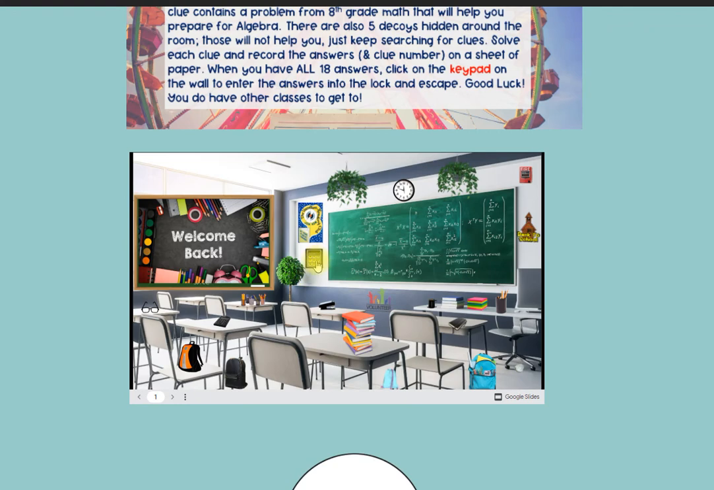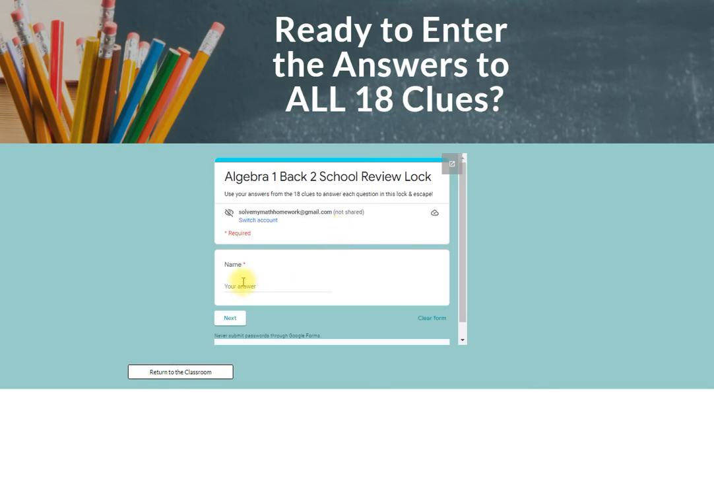When they have all 18 clues solved and written down, they're going to click on the keypad. That is going to be the lock. They need to put their name there, have them put their first and last name so that it's easier to sort later. And then they're going to enter all of their answers into the lock. If they come to the lock and they're not ready, they could hit return to classroom.